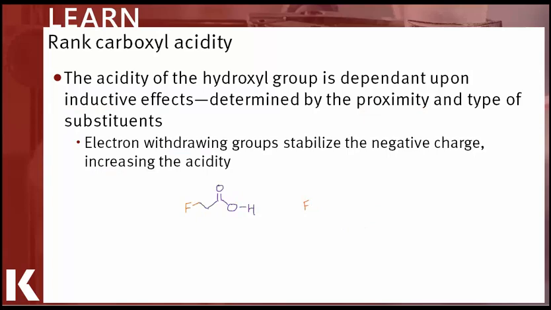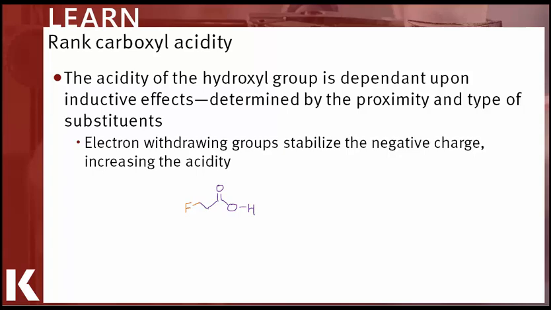So if you compare one fluorine to 3 fluorines attached to a carboxylic acid, 3 fluorines are going to pull electron density away from that hydroxyl group even more than if we just had the 1. As a result, 3 fluorines pulling more electron density away is going to stabilize the carboxylate of this carboxylic acid even more and make it even more acidic than if we just had the 1 fluorine.